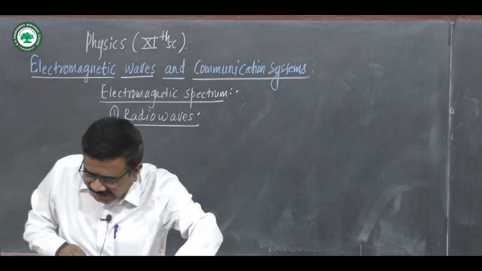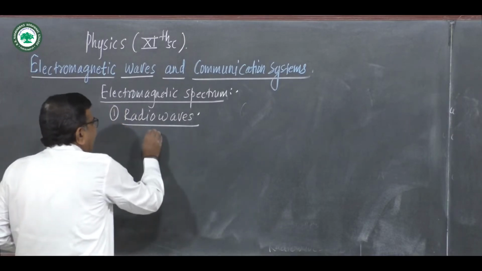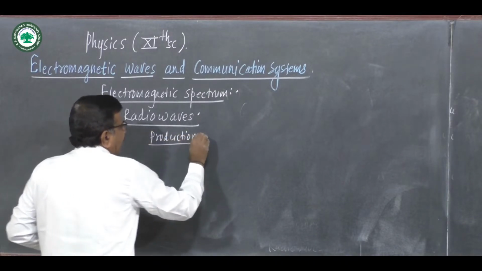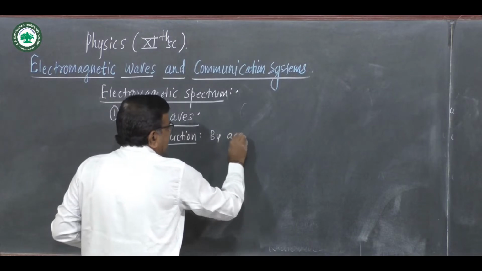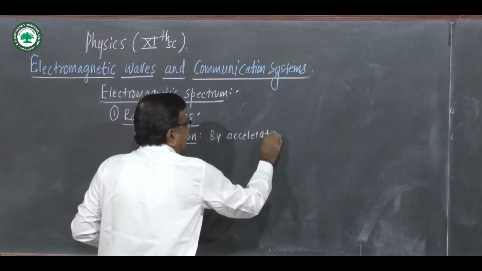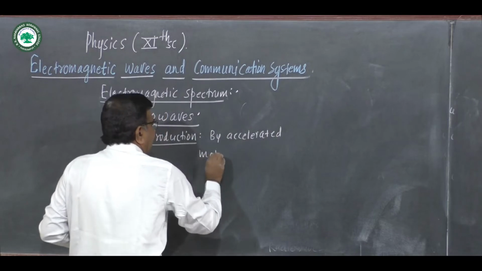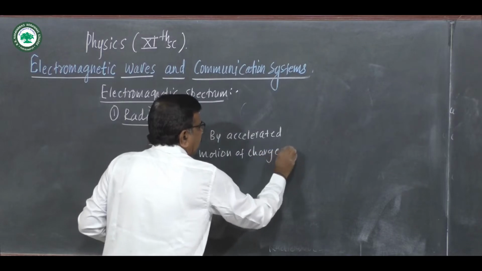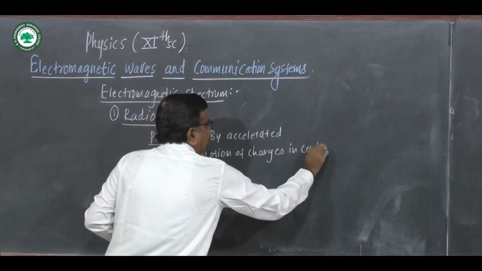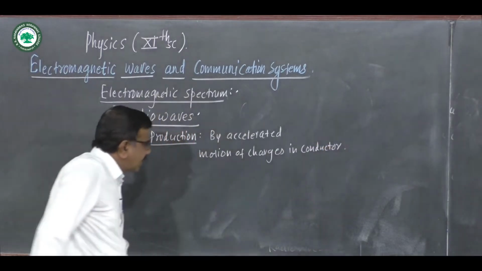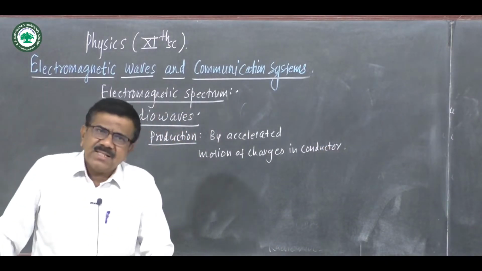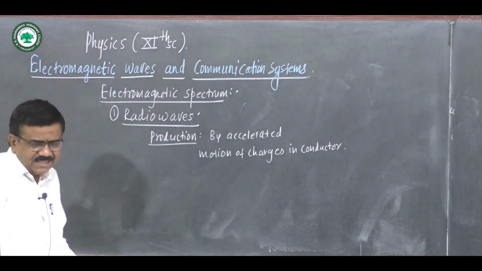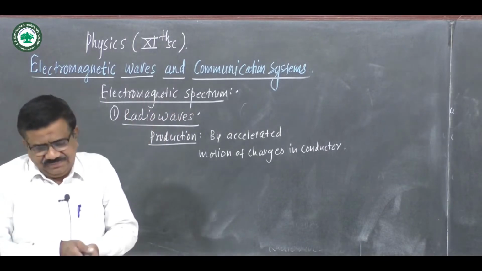are produced by the accelerated motion of charges in a conductor. We know that electromagnetic waves are produced by the accelerated motion of the charges. Similarly, these radio waves are produced by the accelerated motion of the charges in the conductor or conducting wire.